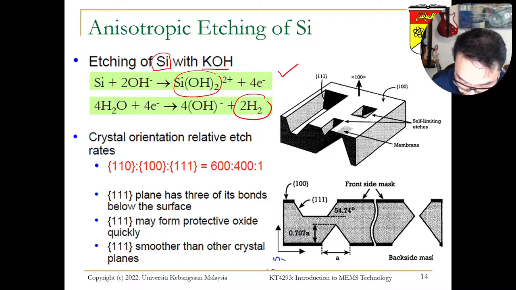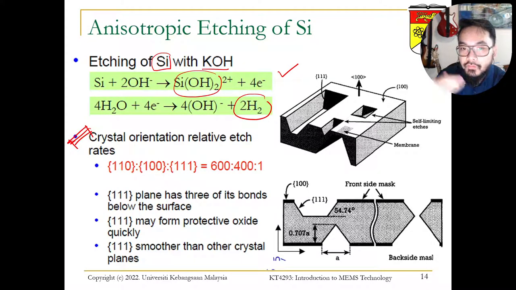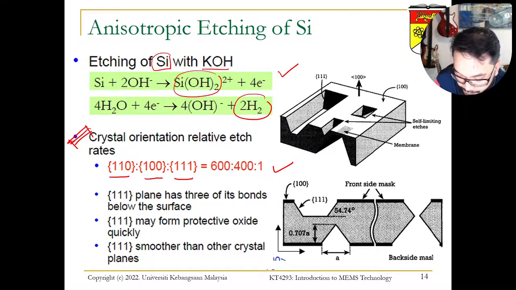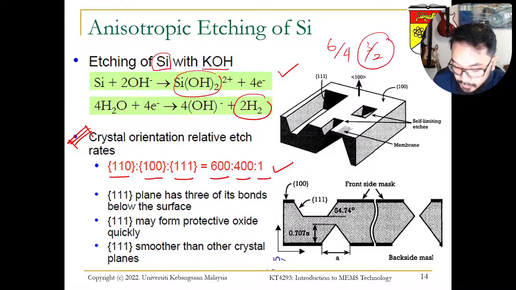Okay, now the single most important thing that you need to understand and know is that the crystal planes have varying etch rates, and the ratio between these different family planes is according to this. So the etch rate for the 110 family to the 100 and 111 is 600 to 400 to 1. What does this mean? It means that etching the 110 plane is faster than etching 100 by a factor of 6 over 4, or 3 over 2. Okay, so etching 110 is 3 over 2 faster than etching 100.